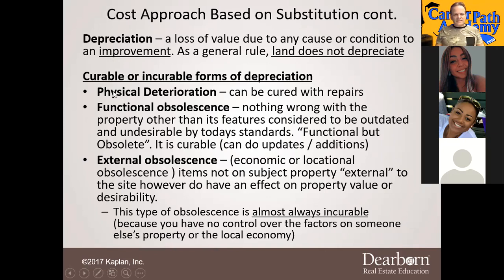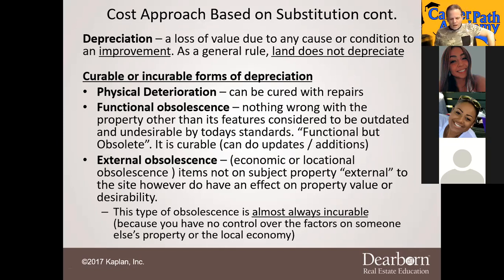Now, let's highlight these things. I went over this on the slide, but let's highlight them. It's on page 281. We're going to highlight: depreciation refers to a loss of value due to any cause or any condition that affects the value of an improvement to real property. And then underline right after that, as a general rule, land does not depreciate.